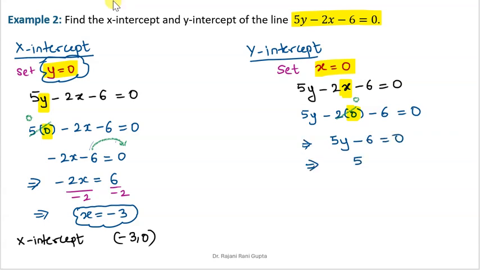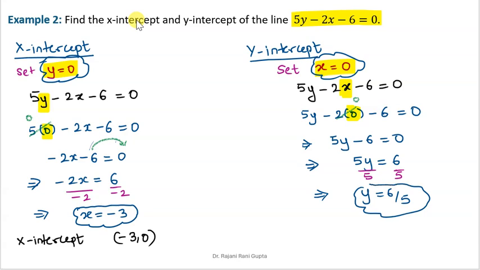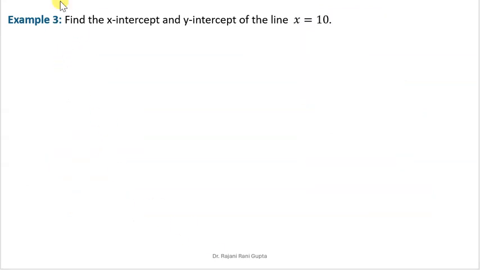Now solving it for y, you will get 5y equal to 6, dividing both sides by 5. Okay, this gives you y equal to 6 over 5. So when x is 0, y is 6 over 5. So your y-intercept is (0, 6 over 5). Clear? Let's take another example.